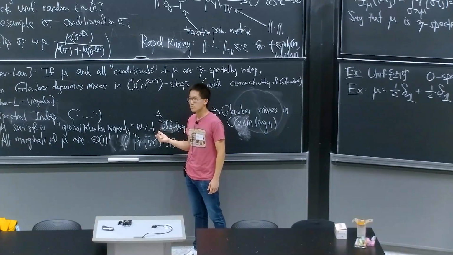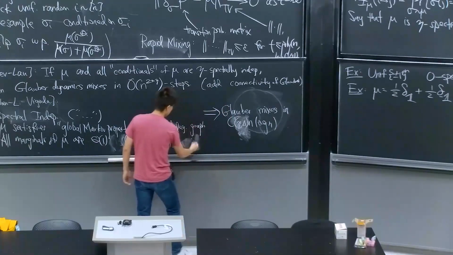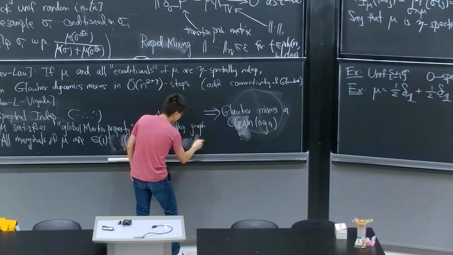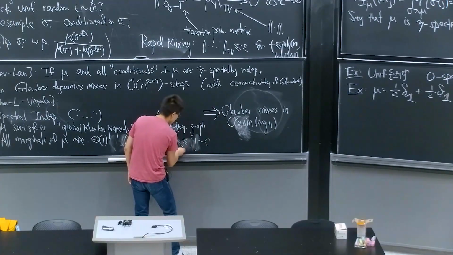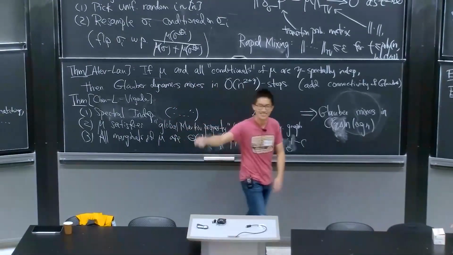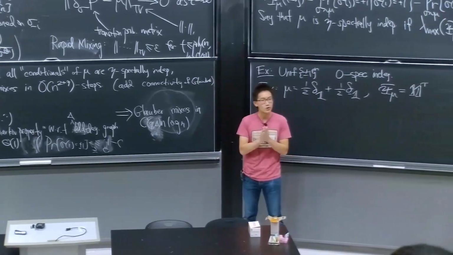So does it mean that it's bounded away from 0 and 1? Yeah, so it's like 1 minus c, or at least c, for some small constant. Good question. More questions?